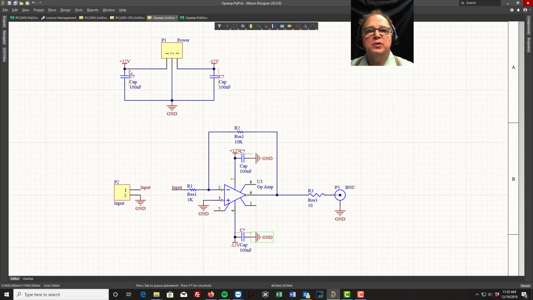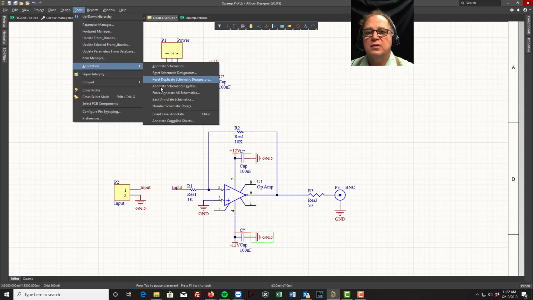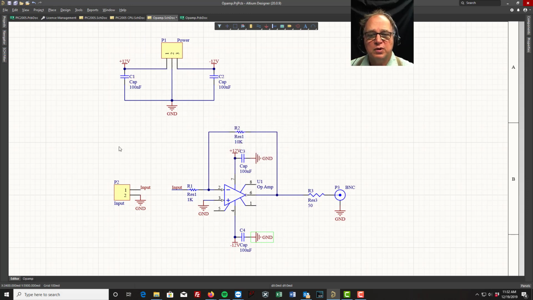I have my red squiggle line, it's warning me. I know how to fix that. I go to annotation, annotate schematics quietly, update those 4 capacitors, and I'll save it. So now I have 100 nanofarads where the power comes in, and I put 100 nanofarads right next to this op amp. Let's talk a little bit about why and what other capacitors we might need.